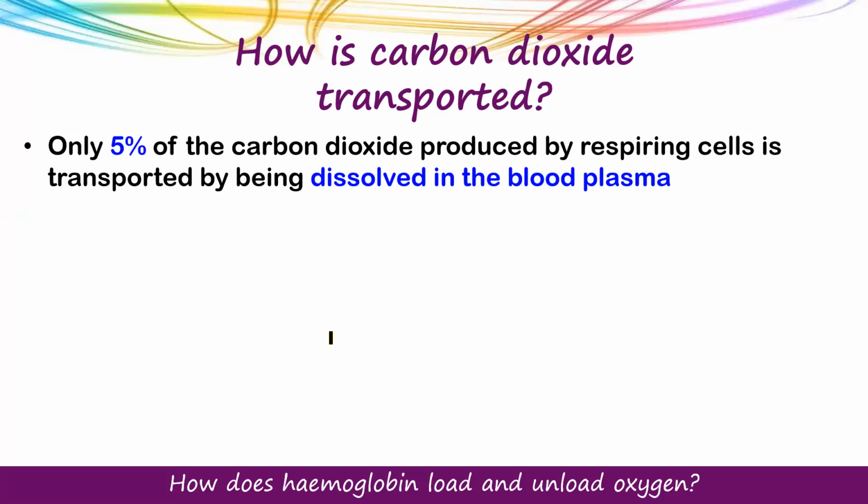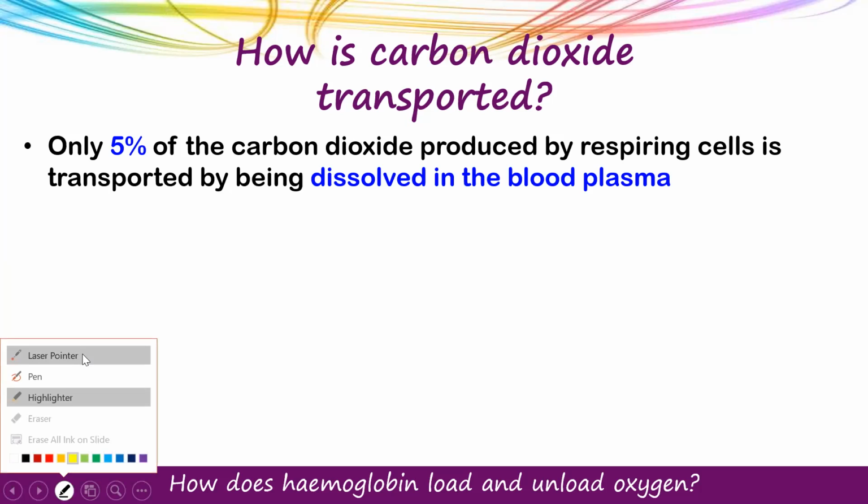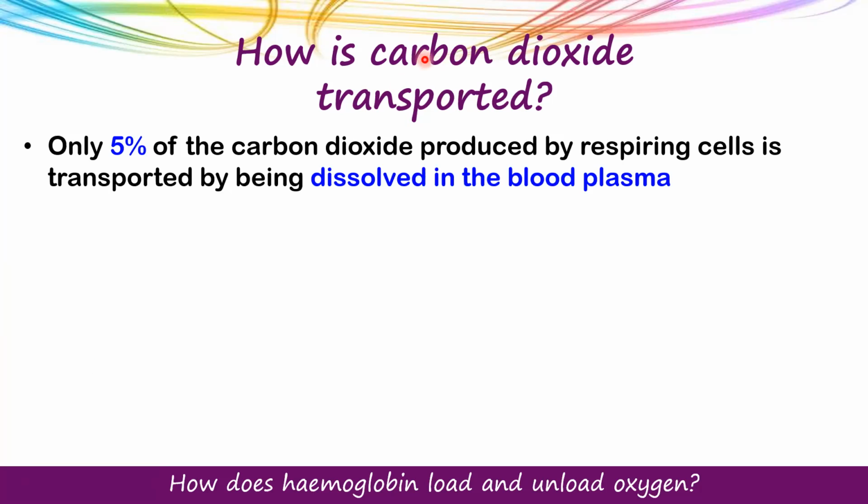Okay, so we talked about how oxygen is dissociated or loaded or unloaded. Now let's see what is happening to carbon dioxide, because carbon dioxide is also transported by hemoglobin, right? It's not just oxygen. So for carbon dioxide, we have 3 different pathways that can be utilized for it to be transported. So if you just imagine that we have 100% of carbon dioxide and 100% of it has to be transported. So remember, 5% of the carbon dioxide that is produced by these respiring cells is transported by being dissolved in the blood plasma. Okay?